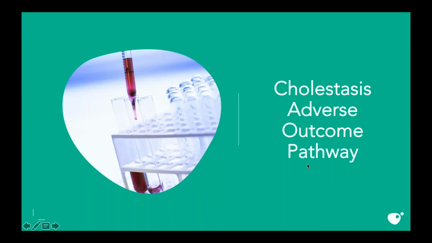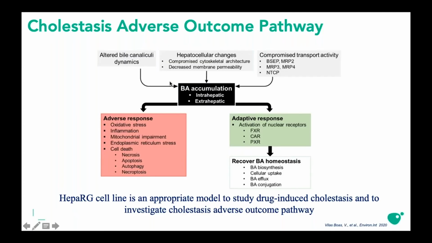At the end of this webinar, I'm going to conclude with the adverse outcome pathway of cholestasis set up by Dr. Vinken and his team. Indeed, all the known initiating events of cholestasis, such as alteration of bile canaliculi dynamics, cytoskeleton architecture alteration, as well as transporter activity changes, can be assessed in HepaRG cells and were found to induce bile acid accumulation.